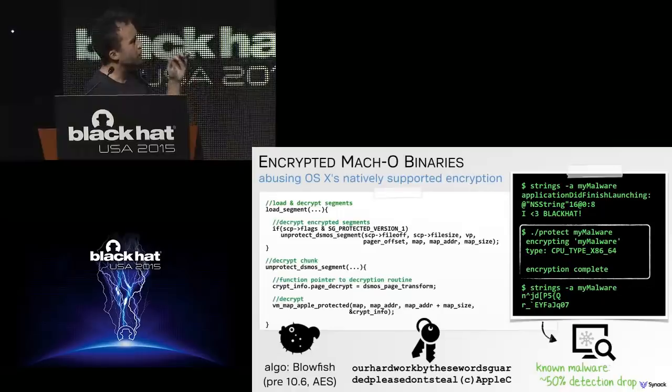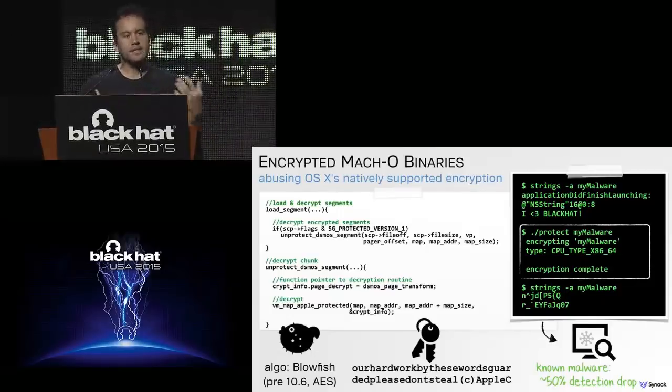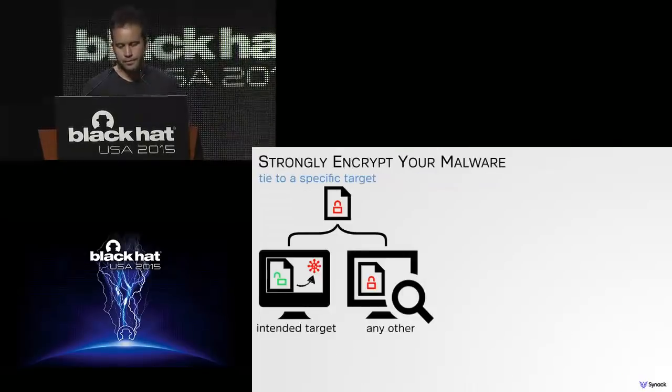And at the top you see when I run strings on the unencrypted binary, we can see exactly what it's doing. I then encrypt it with this custom encryptor. Again, it uses Blowfish and that static encryption key. And then again, we run strings on it. We can see that everything's hidden. I tested this also on some known malware and got about a 50% drop in detection.